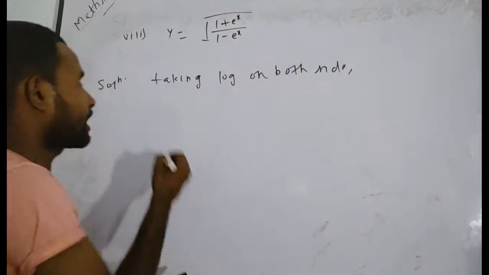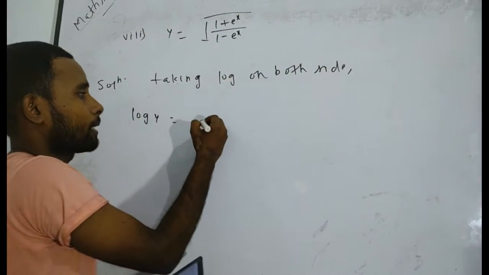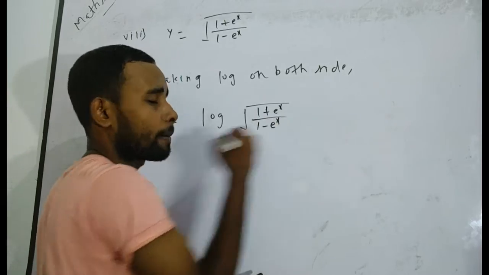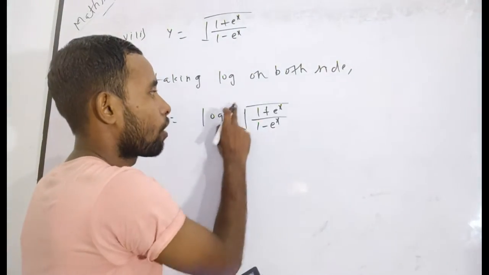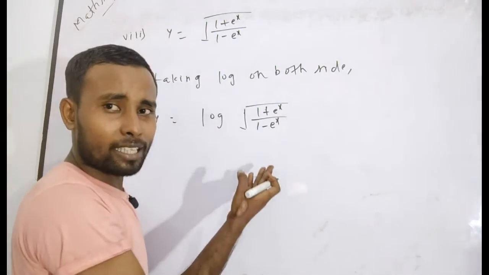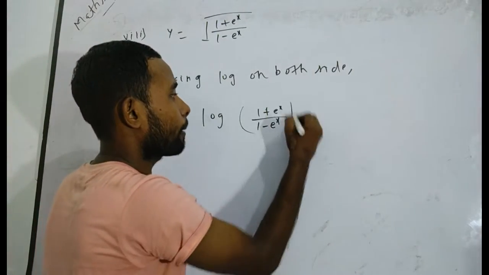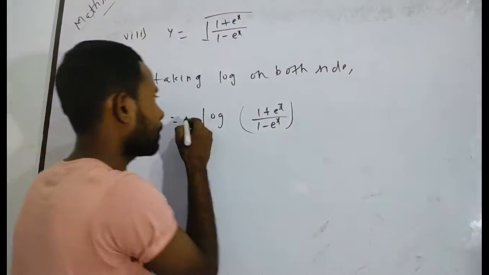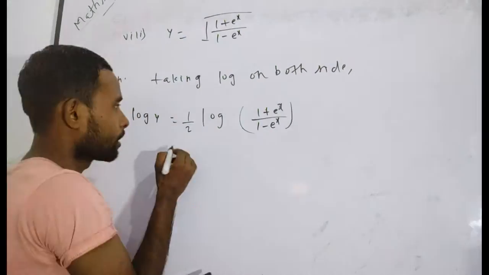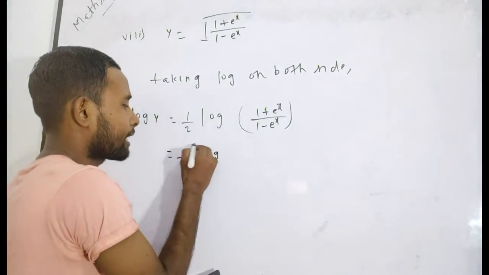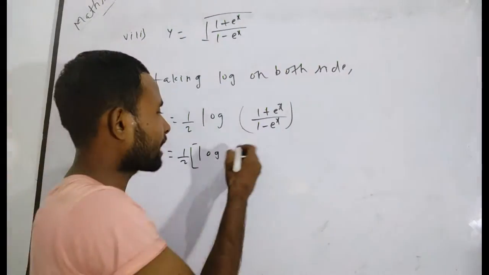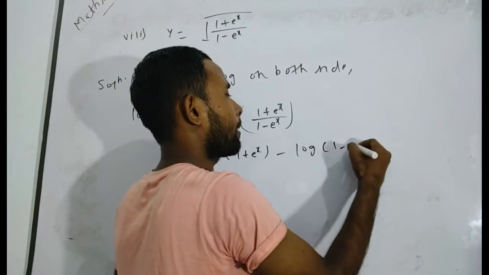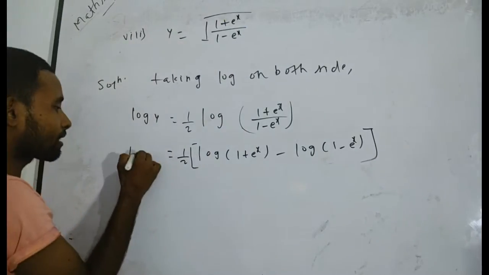When we take log on both sides, you will get log y equals log of the square root of 1 plus e to the power x divided by 1 minus e to the power x. As you know, this is the whole to the power 1 by 2. What does root represent? It represents definitely the whole to the power 1 upon 2. After using the logarithmic property, 1 upon 2 will come here. Now 1 upon 2 into, can you apply the quotient rule of log? That will give you log of 1 plus e to the power x minus log of 1 minus e to the power x. This is your log y.